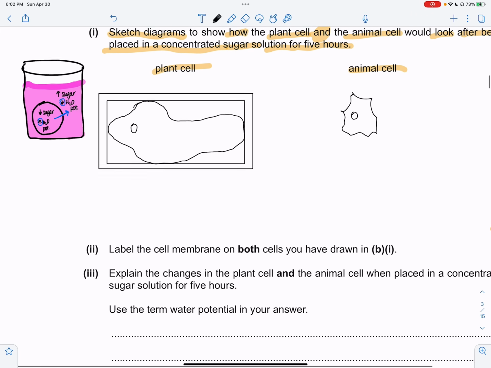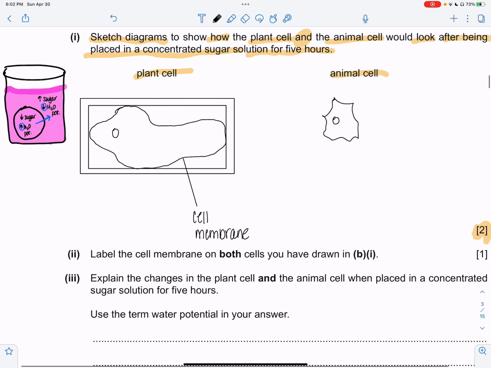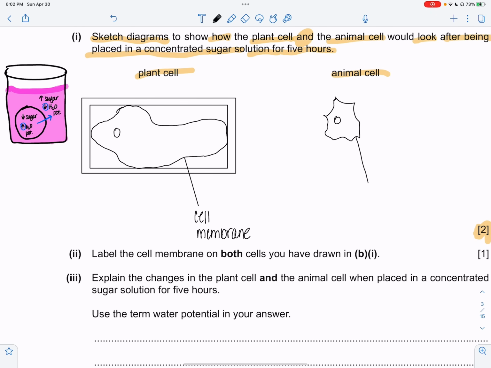Label the cell membrane on both of the cells you've drawn. When you're labeling, you're going to want to use a pencil for your label line and a ruler. And then all of the label lines are written in ink horizontally. And again, this is something you could absolutely use a pencil for.